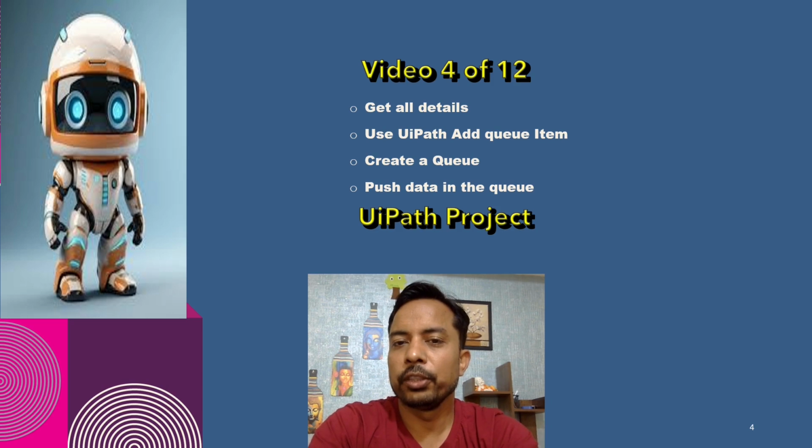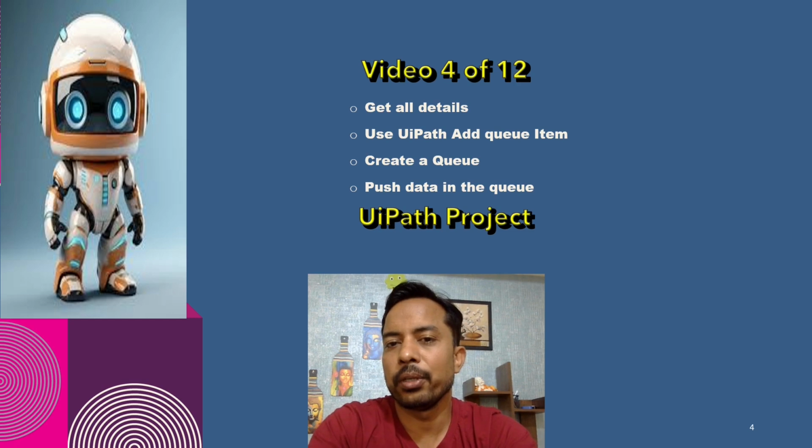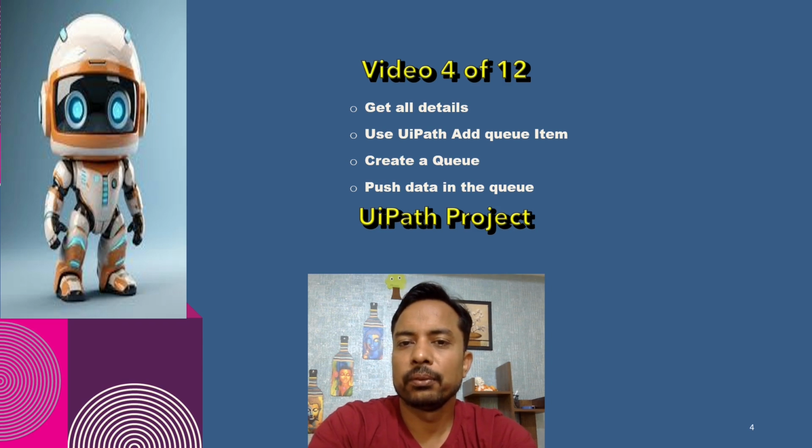In this video of this project, we are going to focus on 3 to 4 different actions. So we will get all the car details. If you are not following, this project is on one car portal. We will get all car details and assign those details to variables. From those variables, we will push those details into the UiPath Orchestrator queue.